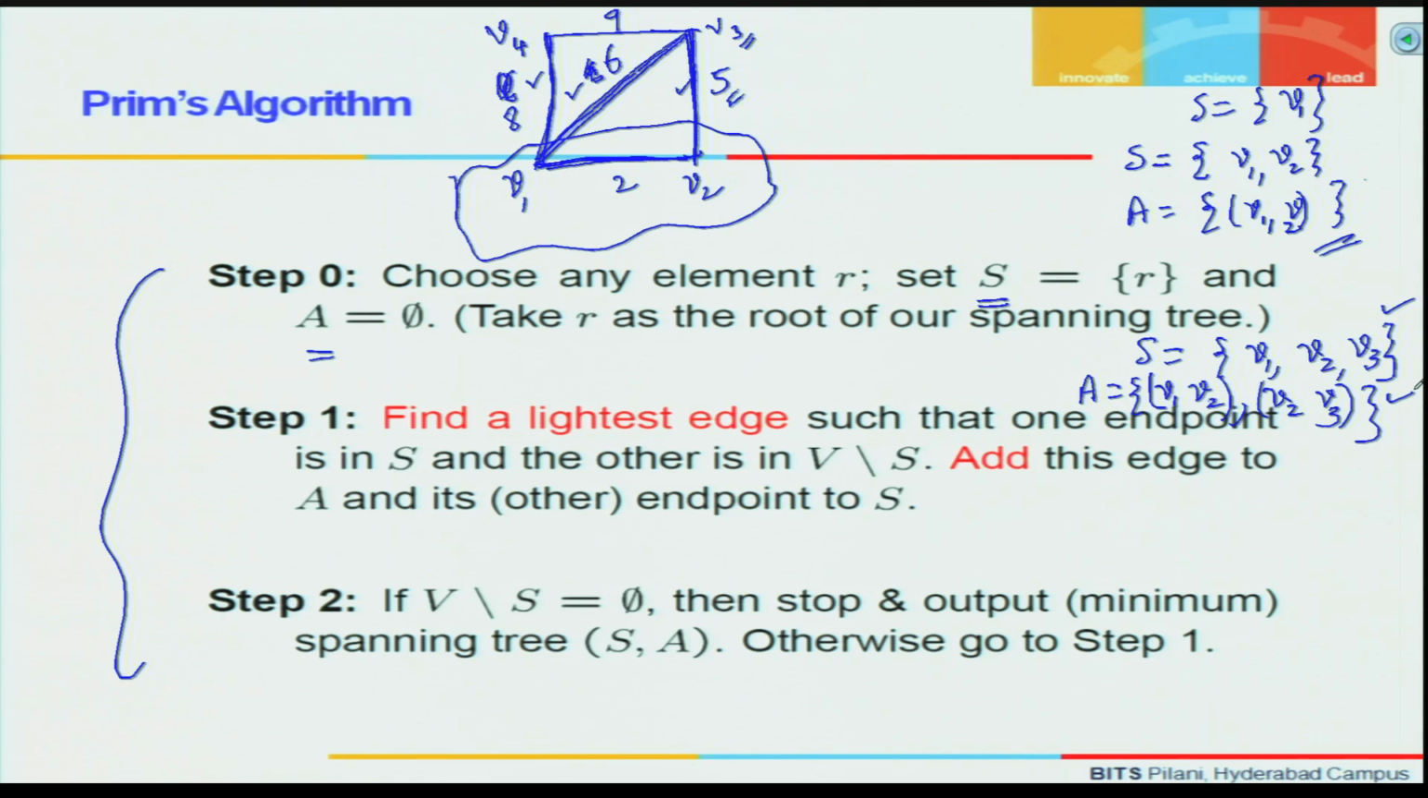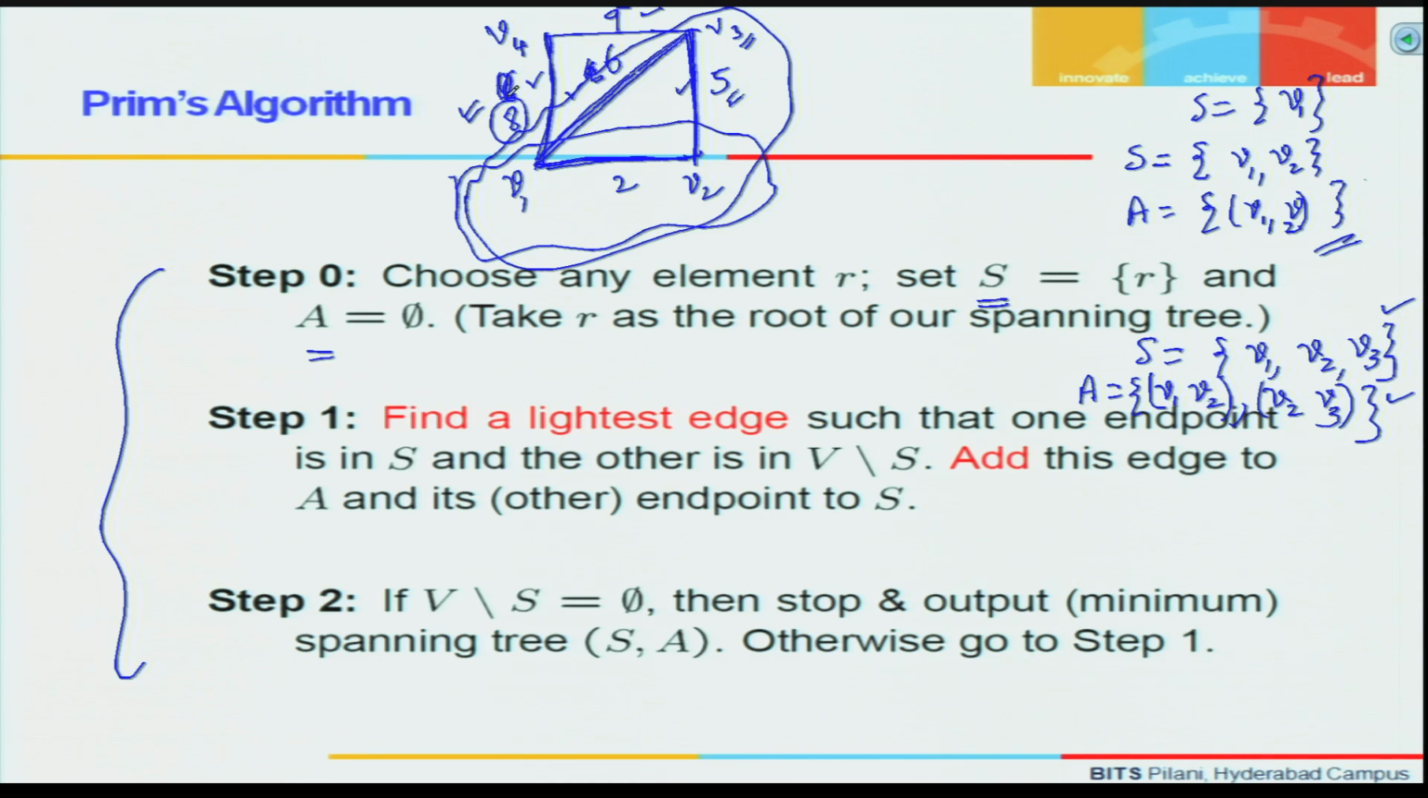In the third step, what is the S now? S is V1 V2 V3, isn't it? This is my current S. Now look at the edges which are going away from S. What are the edges going from S? 8 and 9, V1 V4 and V3 V4. Among these 2 edges, V1 V4 has the minimum weight.